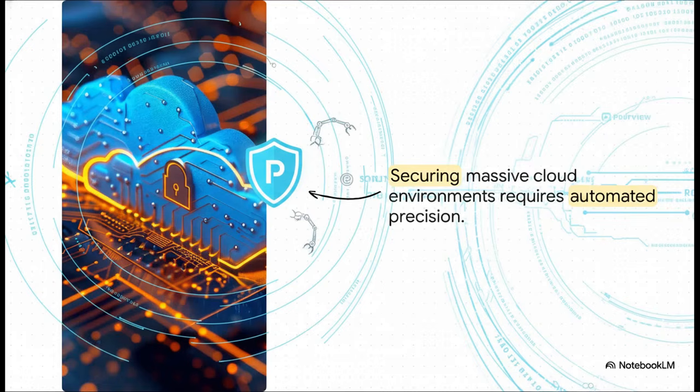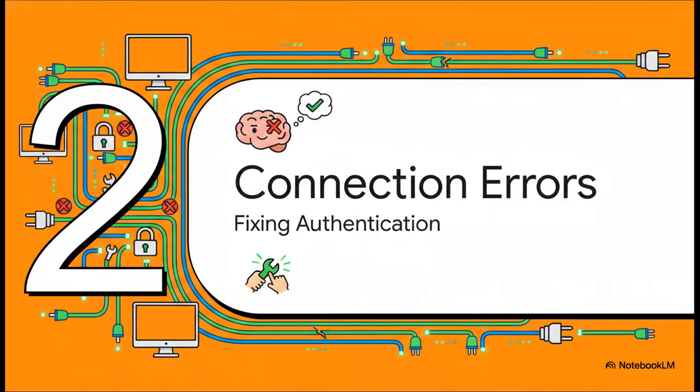Before we even touch a single cmdlet, just visualize the sheer scale of the cloud environments we're dealing with today. We're talking about securing massive, complex workloads. Trying to manage that with human hands? No way. It requires a level of precision that manual clicking just can't deliver. You absolutely need automation if you want to survive out here. Moving right along to Section 2, fixing authentication connection errors.